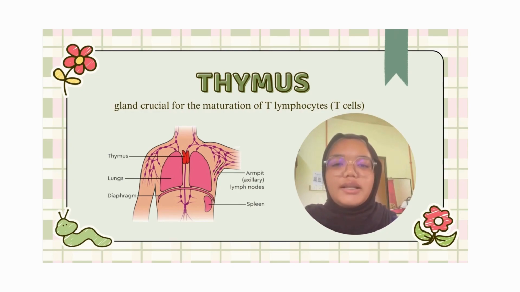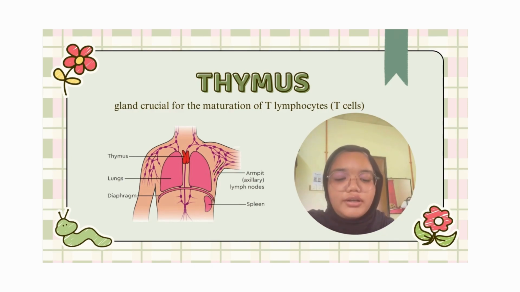So the fourth one is the thymus. The thymus is a gland crucial for the maturation of T cells or T lymphocytes. The cortex is composed of a large number of T cells and scattered dendritic cells, epithelial cells, and macrophages. Immature T cells migrate from red bone marrow to the cortex of the thymus, where they proliferate and begin to mature.